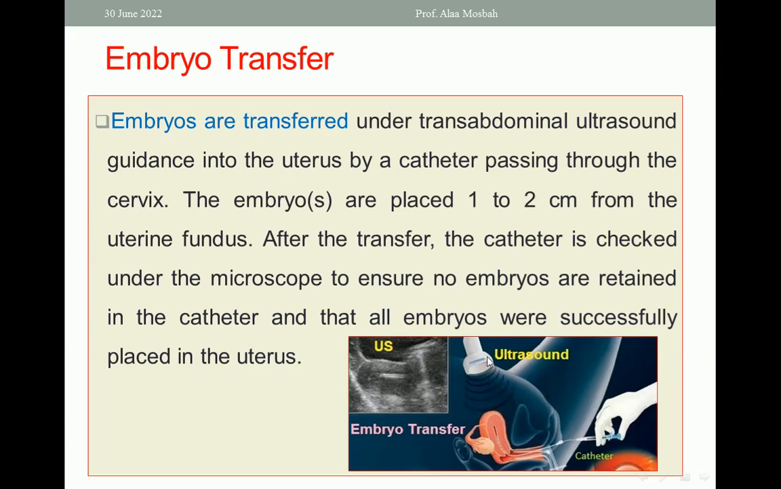Look at this picture, please. We do embryo transfer guided by abdominal ultrasound with a partially filled bladder. As you see in the picture on the upper left side, this is the ultrasound picture. This is the uterus, and this is the catheter inside. It looks more echogenic here. Okay, we insert the catheter up to 1 to 2 centimeters from the fundus. The best site is the upper and middle part of the endometrial cavity, more than 1 centimeter from the fundus. Okay. Guided with ultrasound, the catheter is inserted as in this picture. Okay.